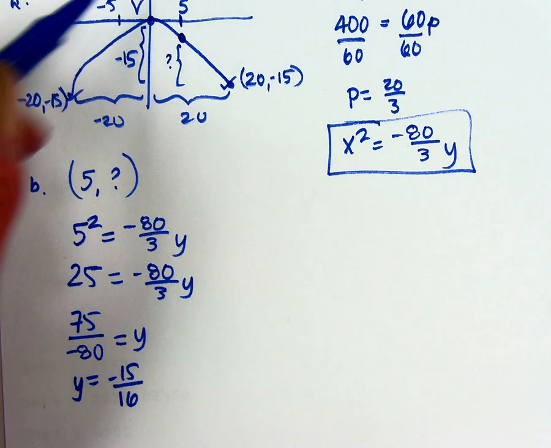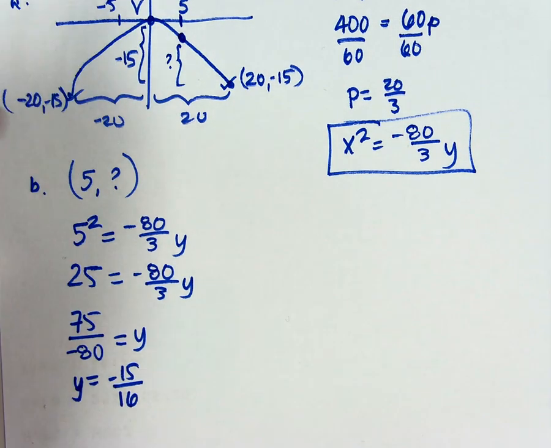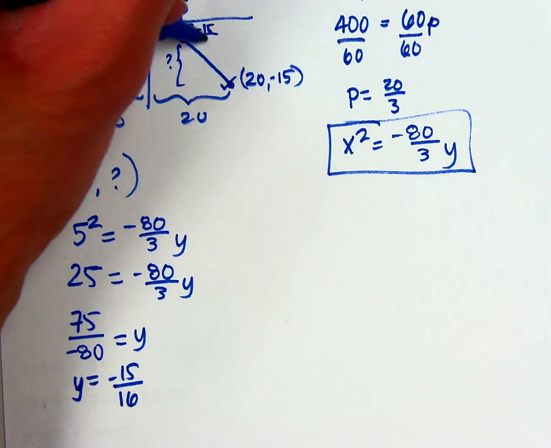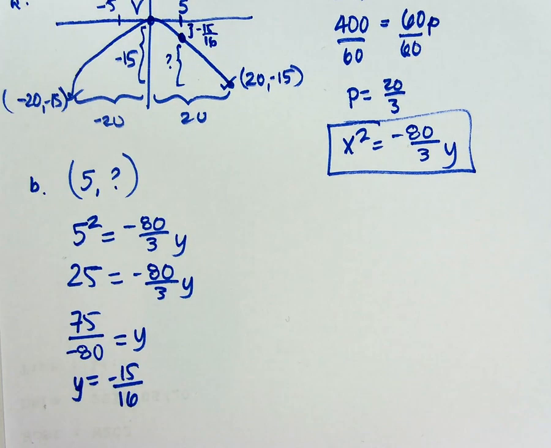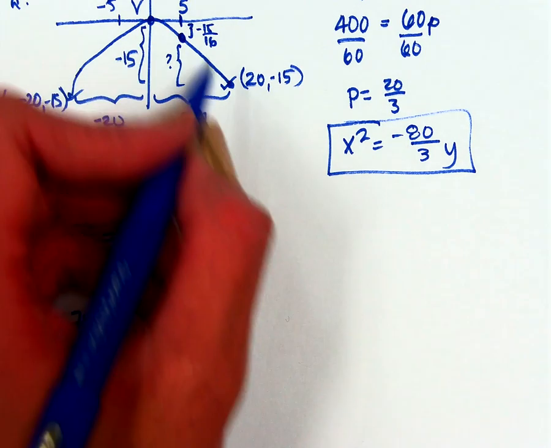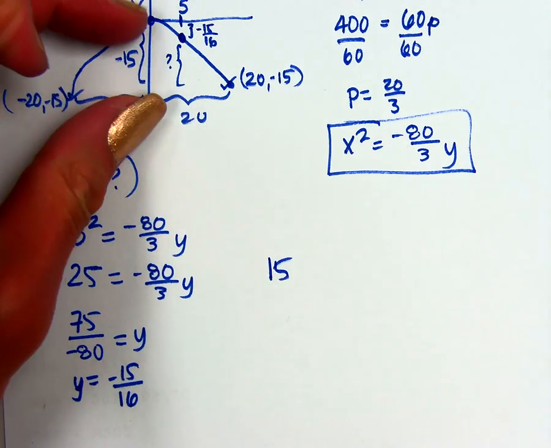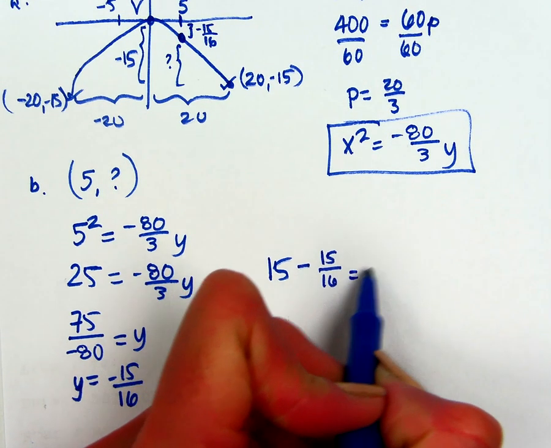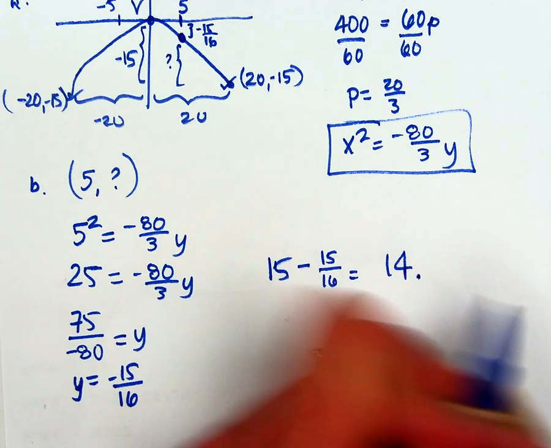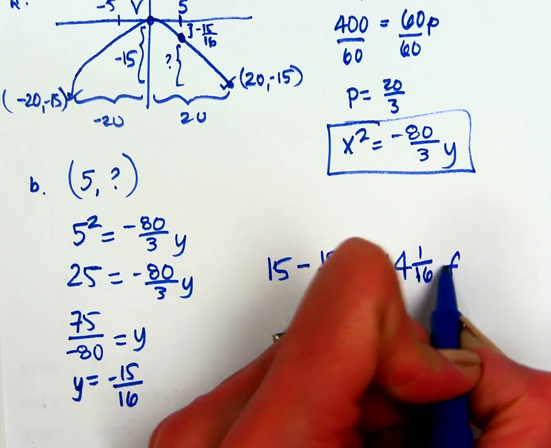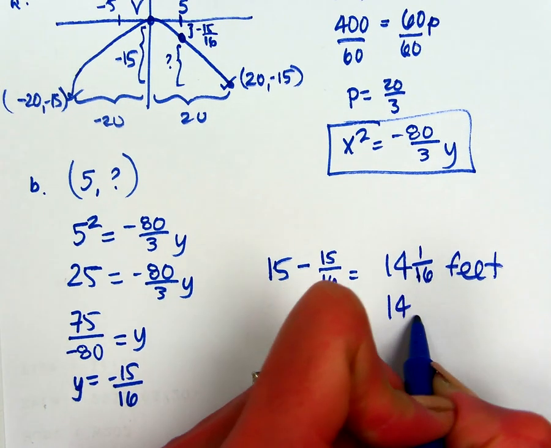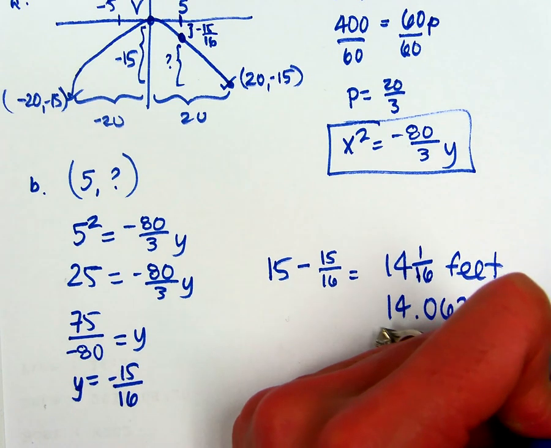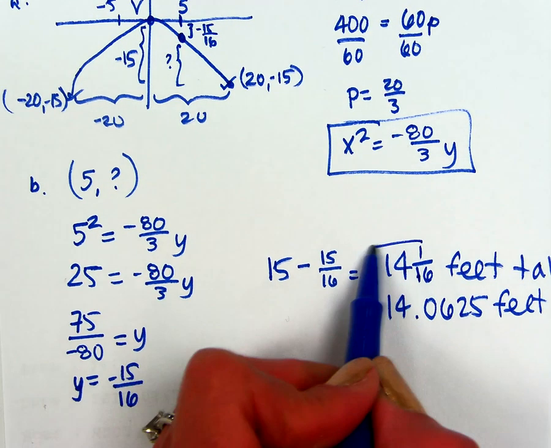All right, but it's asking you how tall is the arch, so we need this distance. We just found that this distance is 15 sixteenths downward. So I want to find out the difference between 15, right, this is the total height, and take away that little part. So if I do that, I get 14 and 1/16 feet. If you do that as a decimal, it's 14.0625 feet tall. So I guess either answer would be fine.